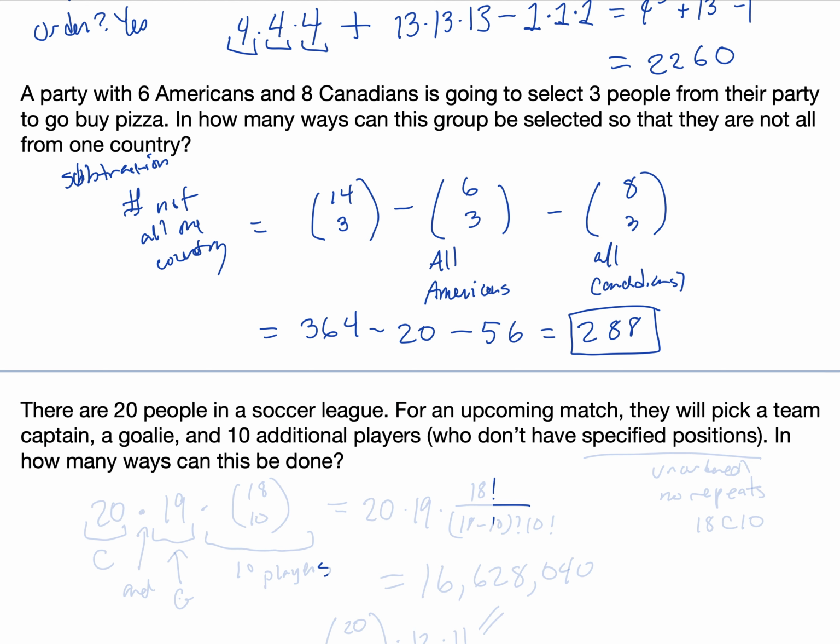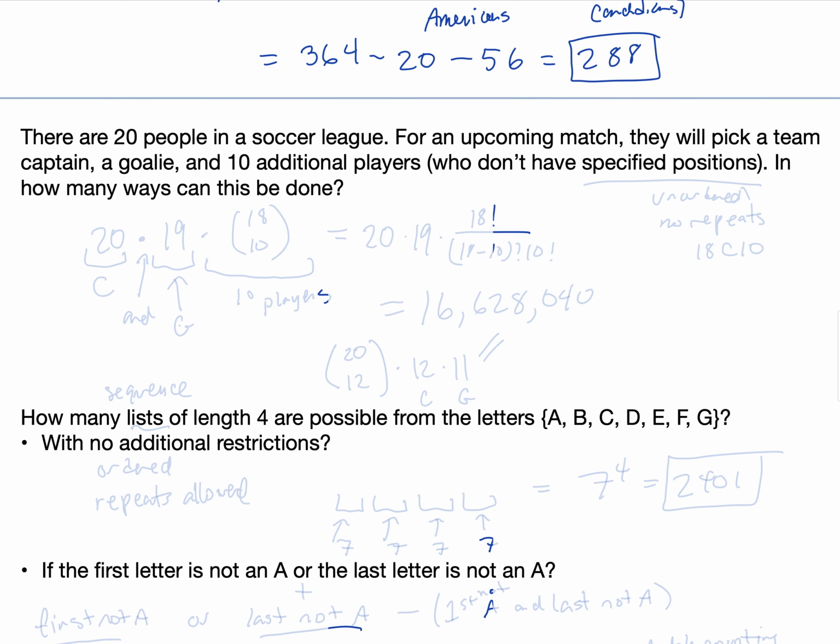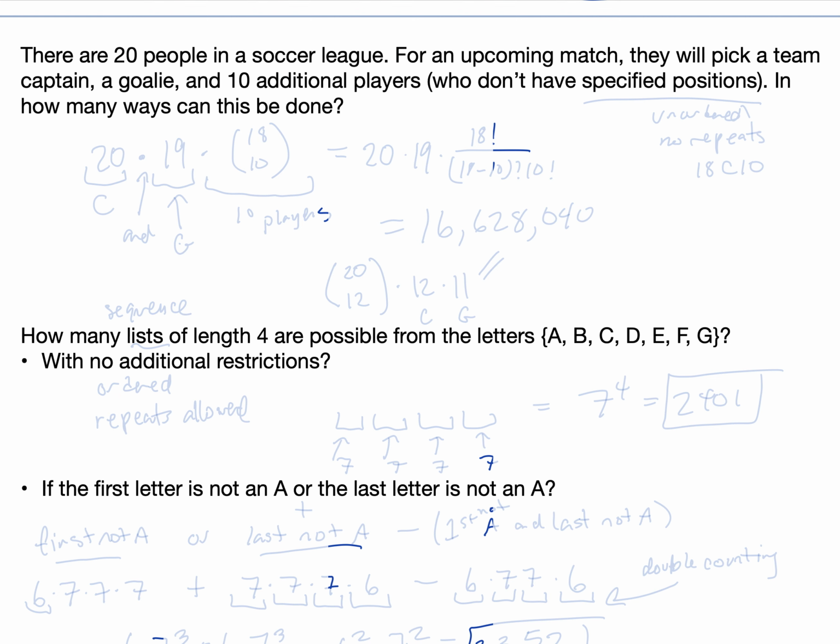Next, we've got 20 people in a soccer league, and so they're going to pick a team captain, a goalie, and 10 additional players who don't have specified positions. In how many ways can this be done? So we've got our captain, and we're going to select a goalie, and we're going to select 10 more players that have no position, so unordered.